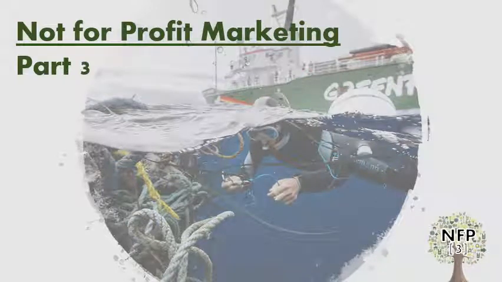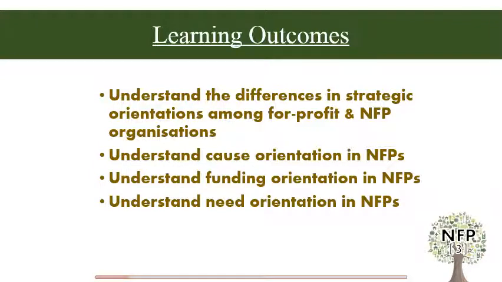Not-for-profit marketing, part 3. Here are the outcomes for this section. We're going to understand the differences in strategic orientations among for-profit and not-for-profit organizations, and we're going to focus on the cause orientation, the funding orientation, and the need orientation strategic stages of NFPs.